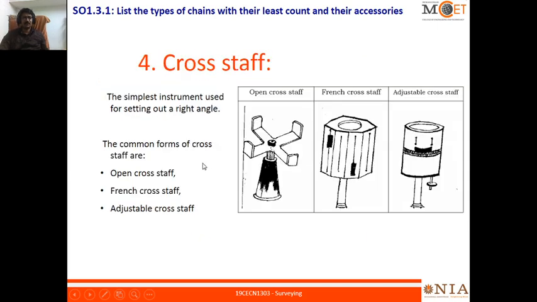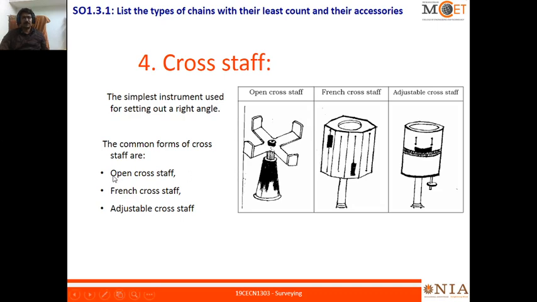And the cross staff, this is the instrument. It is of various types. Open cross staff, this is the open end. French cross staff is a closed one. Adjustable cross staff, here we can adjust the cross staff with grating also. Predominantly today we are using only the open cross staff.